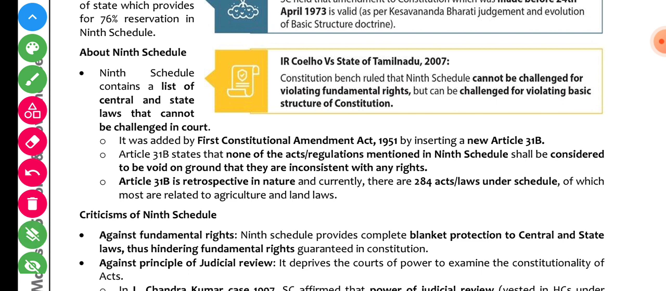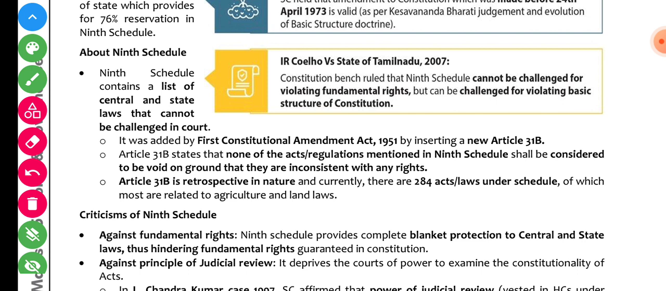It was added by the First Constitutional Amendment Act 1951 by inserting a new Article 31B. And Article 31B states that none of the acts or regulations mentioned in the Ninth Schedule shall be considered void on the ground that they are inconsistent with any rights. This means that if any acts or regulations come under the Ninth Schedule, these rules cannot be reviewed by the judiciary.